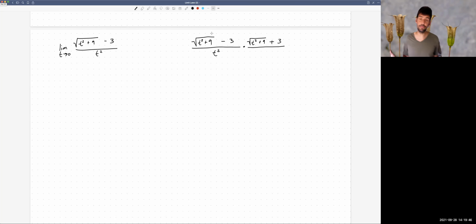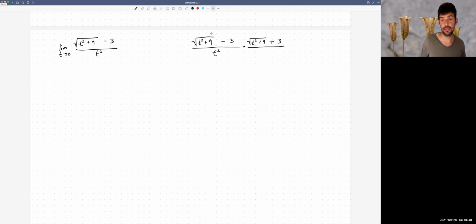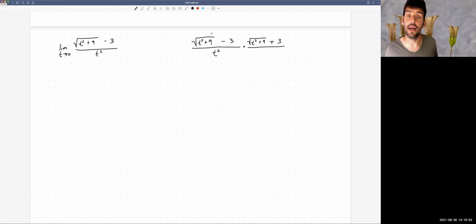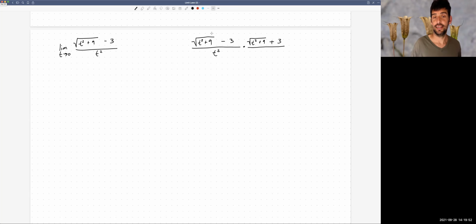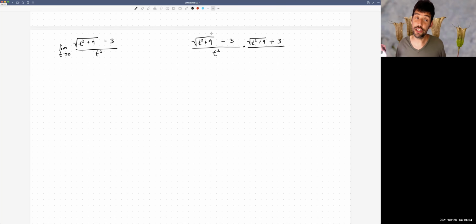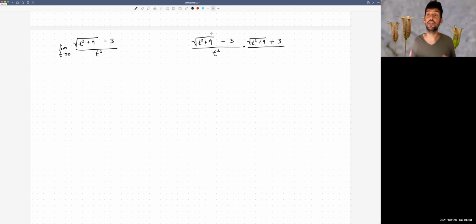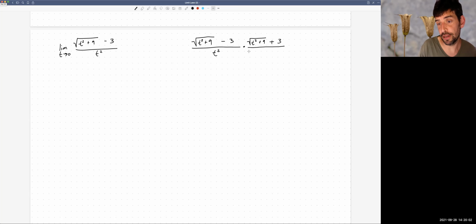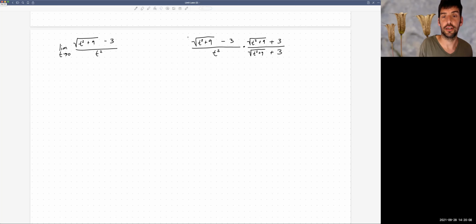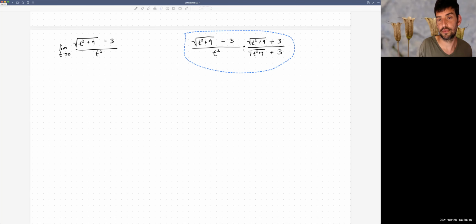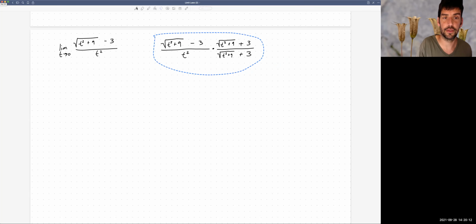Now, if I multiply this by something, then it changes its value. And I don't want to change it. I want the same function. So how can I get the same function? I can get it by multiplying by 1. So I'm going to multiply by the exact same thing here. Just move over a bit.